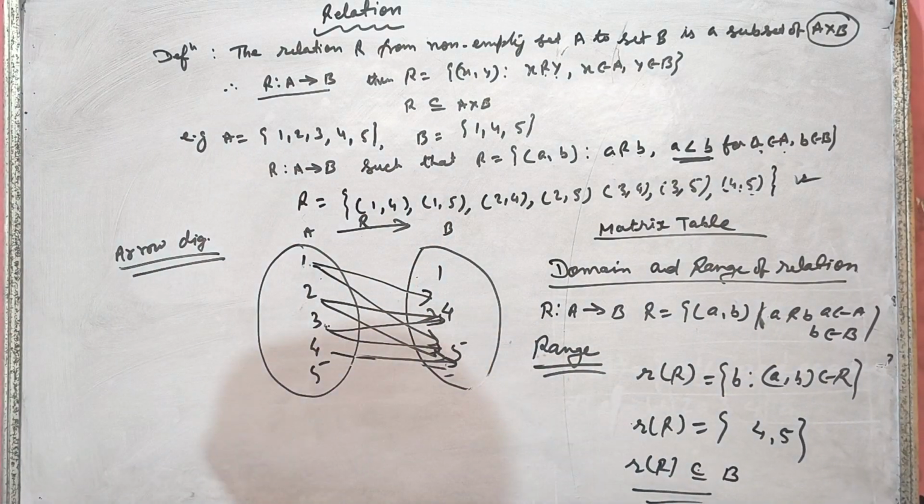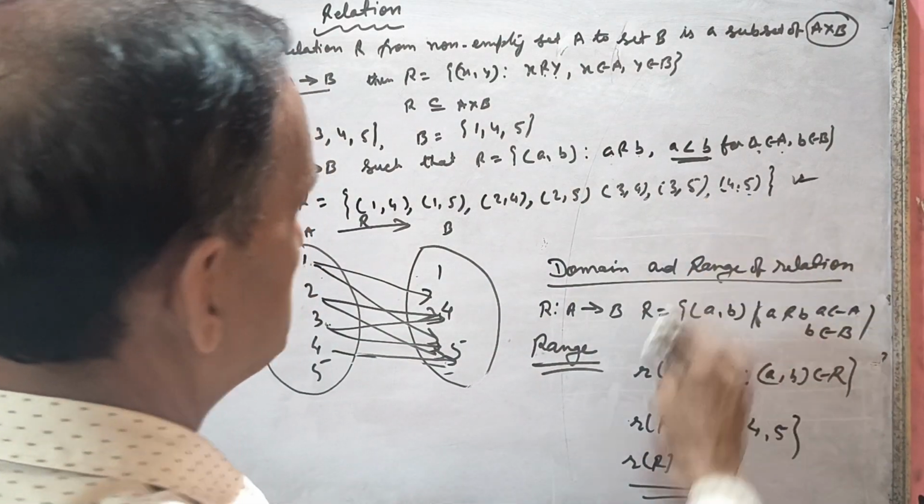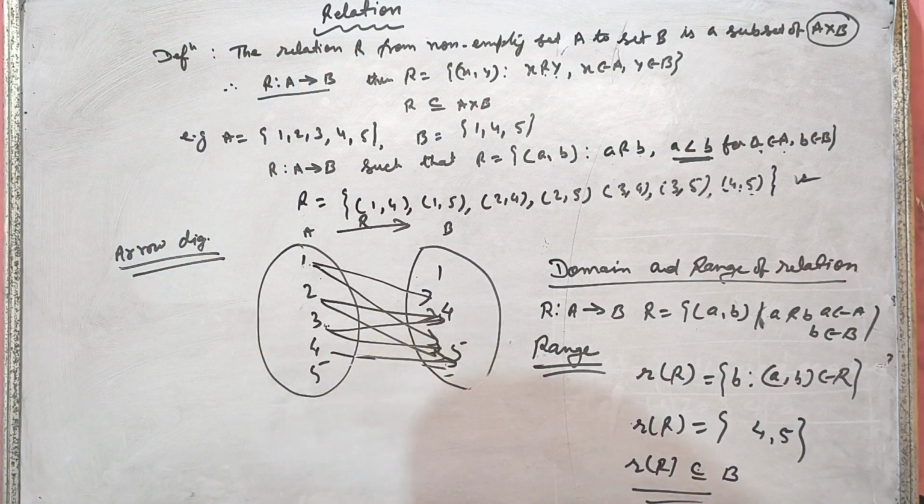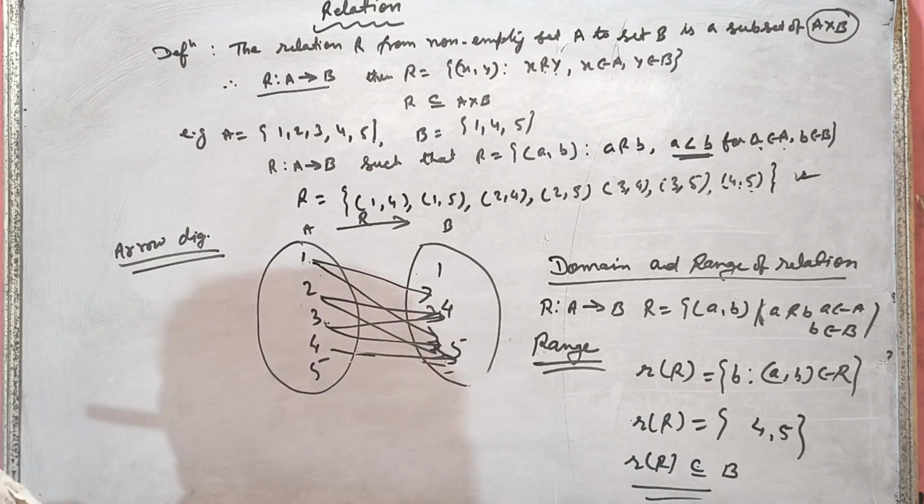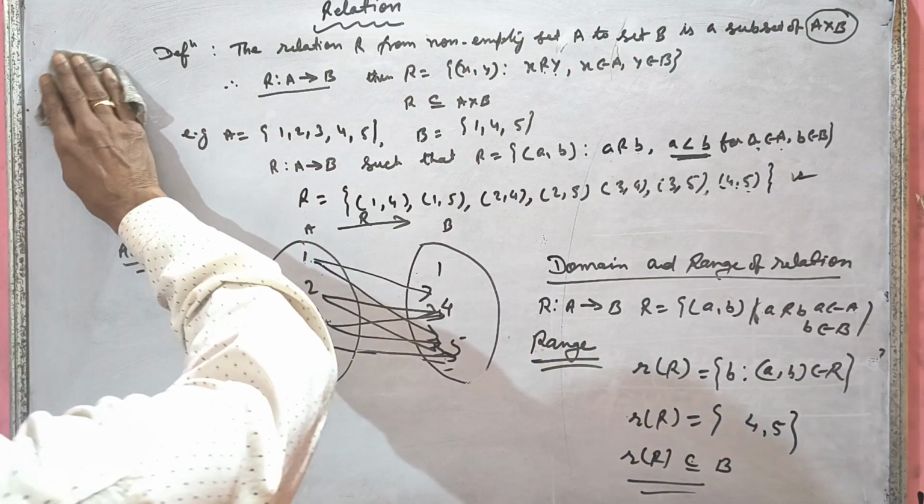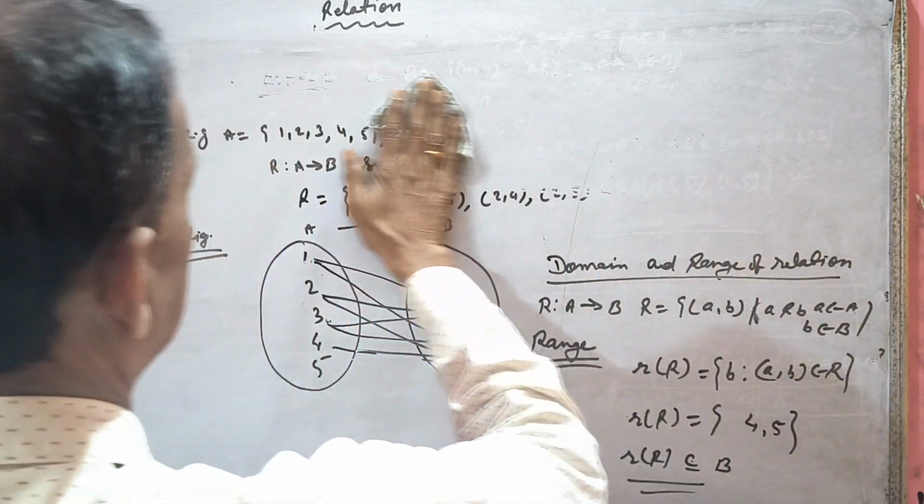Understood? So this is the relation, methods of representation of relation, and then we have two more definitions, domain and range of R. Okay, this is clear now? Now we have different types of relations. This is not required now. So it can be cleared. Okay.